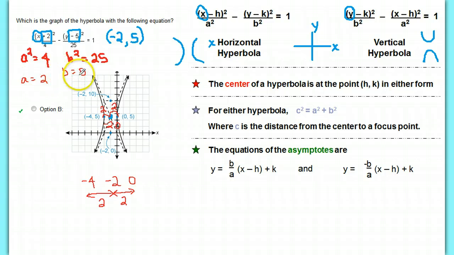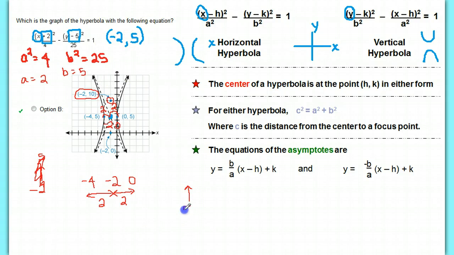The b value is the same idea but going up and down. So we have negative 2. If I go up 5, that's where my vertex is going to be. So if you look at the vertex right there, it is at the point negative 2, 10. So my y value, actually let's do y values here. My y value of my center point is 5. Let's try that one more time.